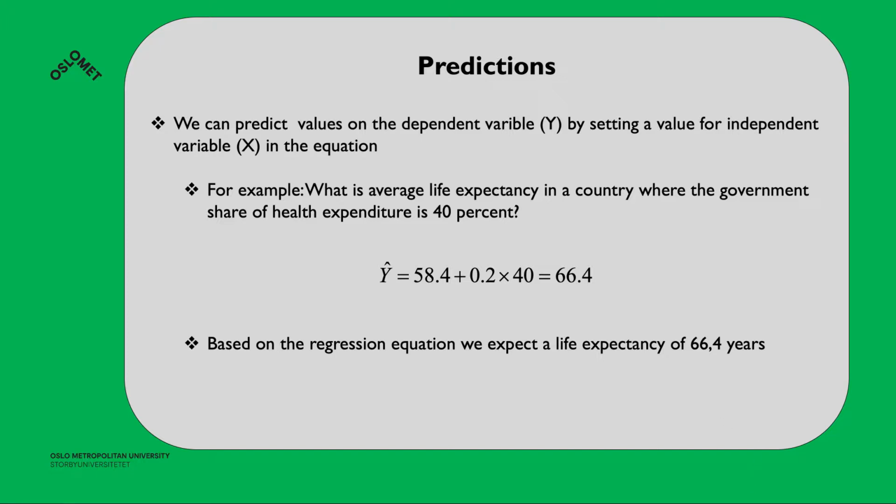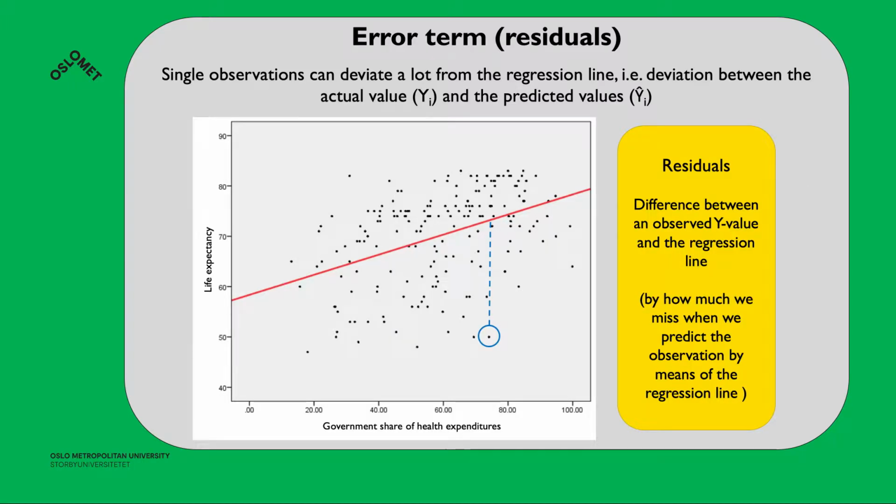But when we do these kinds of predictions, we have to be aware that we have an error term, things we do not explain, also called the residuals. It's important to know that single observations can deviate a lot from the regression line, which is our prediction. The deviation between the actual value, which is y without a hat, and the predicted value, which is y with a hat, can be quite large. These are the residuals, which is the difference between the observed y value and the regression line.